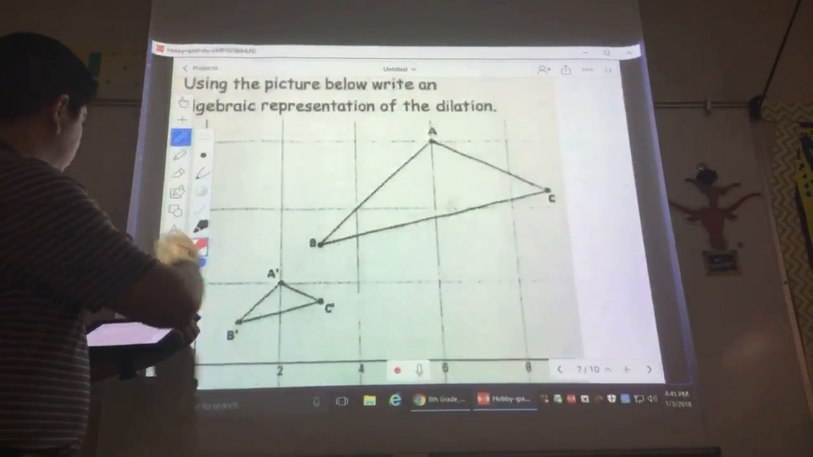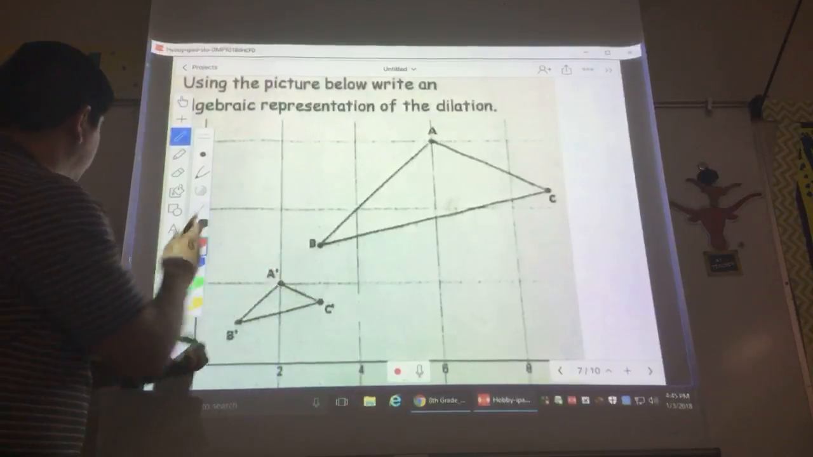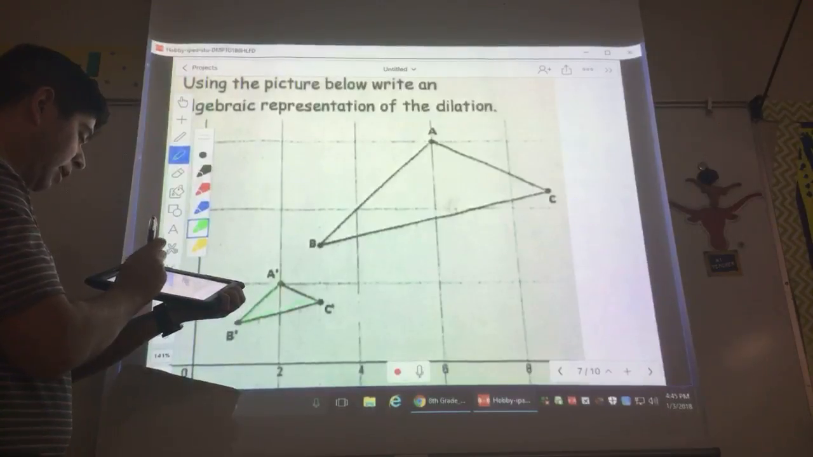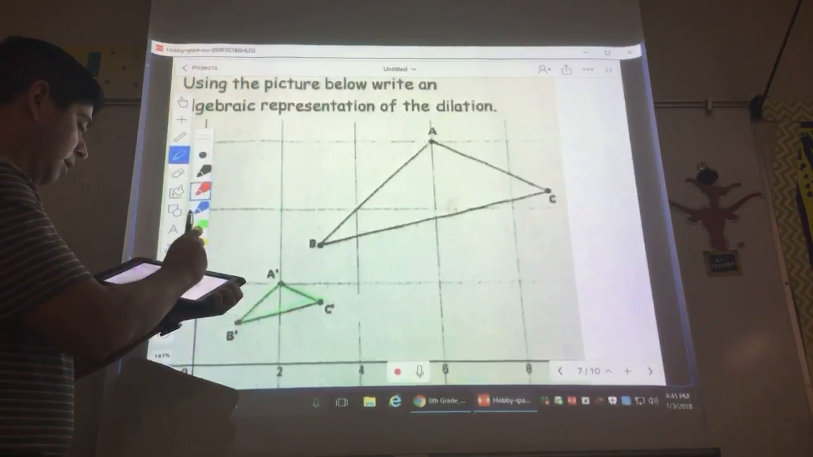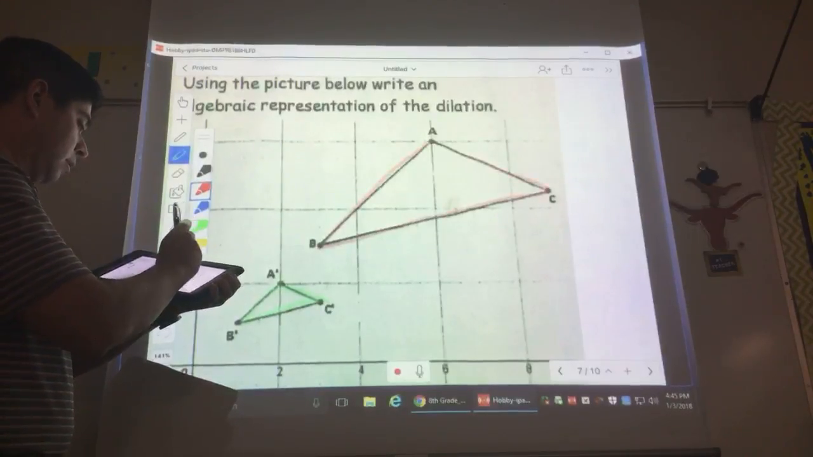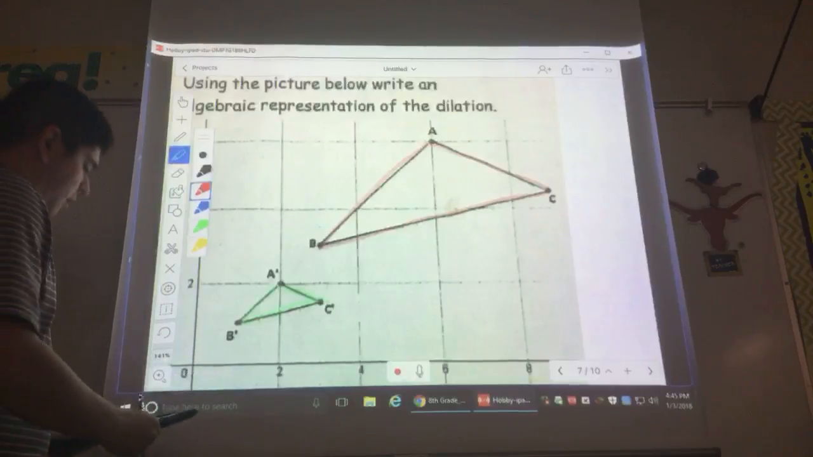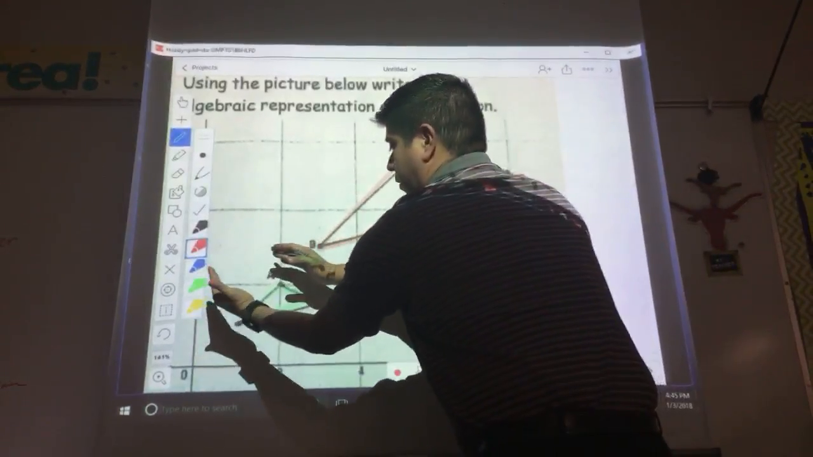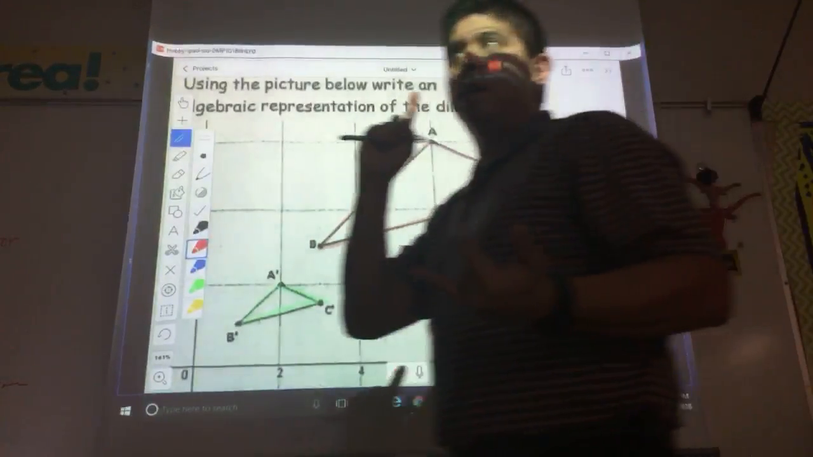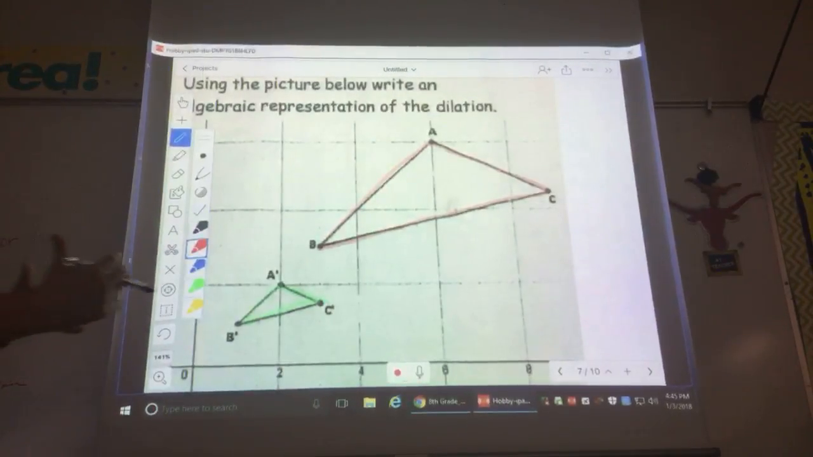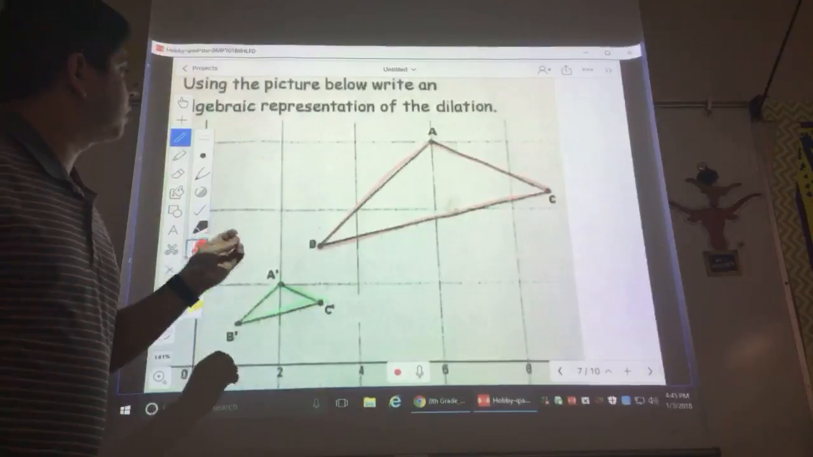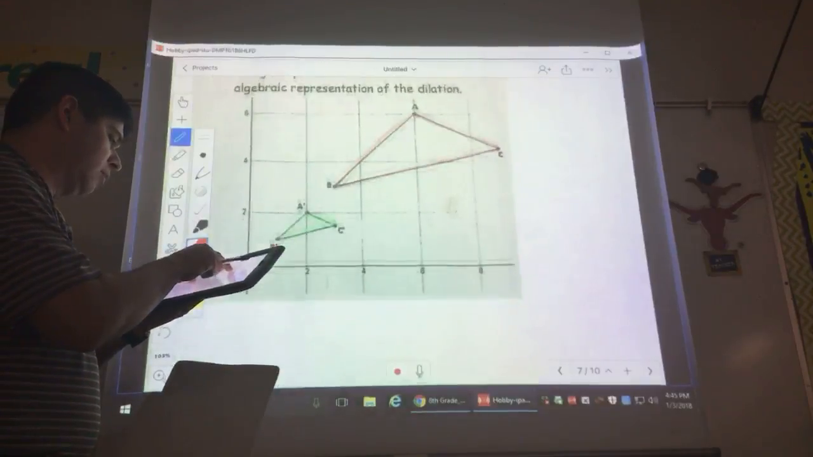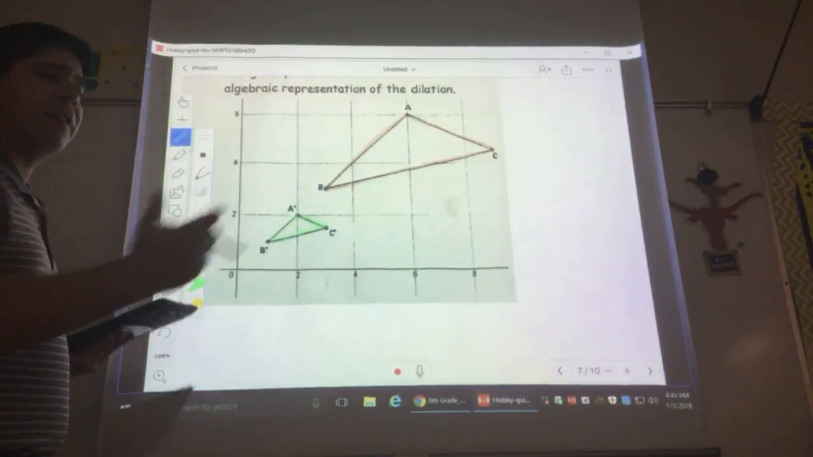So I'm going to highlight this smaller triangle right here in green, just like what we've been doing. And then this bigger one is in pink or red on my thing. So we're going from this big one down to this small one. Automatically you know that that's a reduction because it's getting smaller, and my scale factor is going to be less than 1. Okay, it's been a kind of a while since we did this, so I'm going to help you a little bit more on this one. How can I find out what my scale factor is?